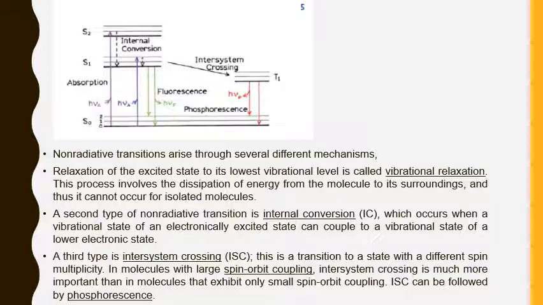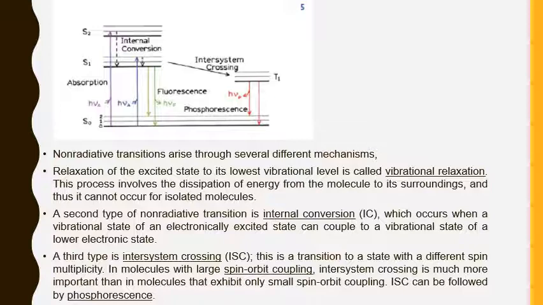The second type of non-radiative transition is internal conversion, which occurs when vibrational states of an electronically excited state couple to vibrational states of a lower electronic state. Internal conversion: in this, vibrational states couple with the vibrational state of the lower state and transfer the energy internally.